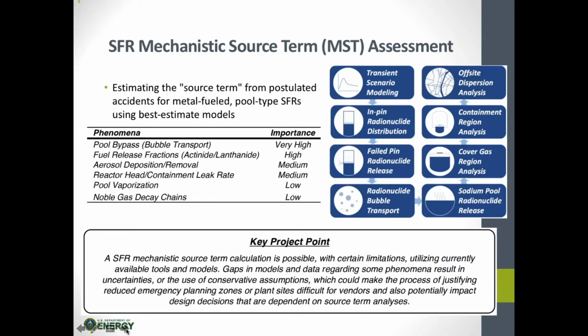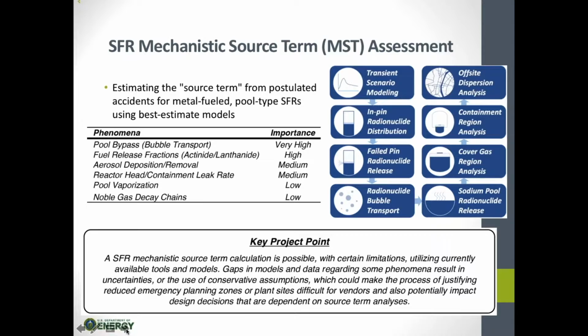The Office of Advanced Reactor Technologies has currently supported mechanistic source term work for sodium fast reactors in the form of a trial mechanistic source term calculation. By doing this estimate, we have identified several phenomena related to the source term, as you can see on the slide, such as pool bypass, the fuel release fractions, aerosol deposition and removal, reactor head and containment leak rates, pool vaporization, and noble gas decay chains.